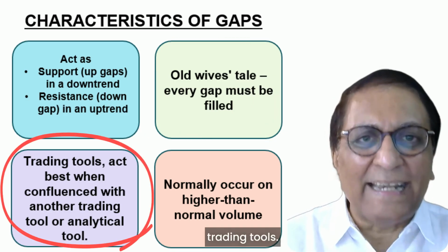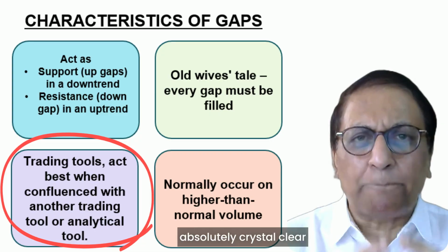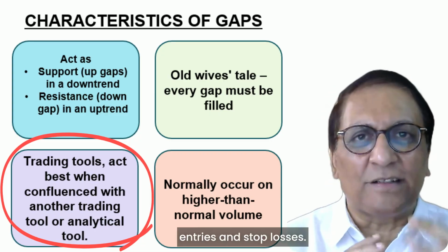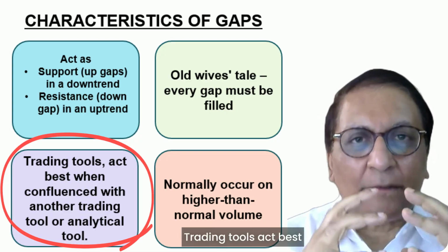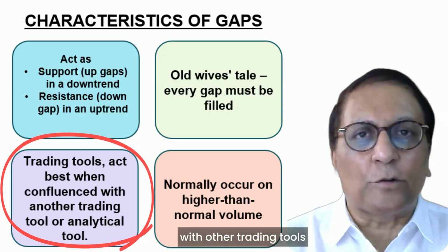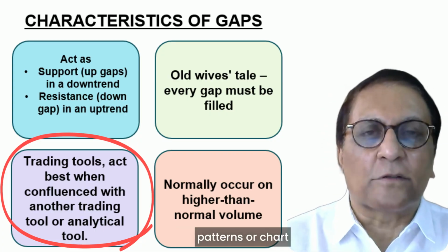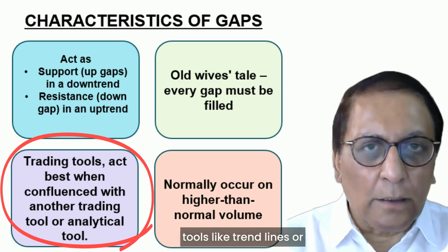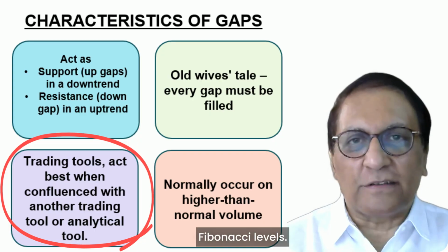Also, gaps are trading tools. Why? Because they are absolutely crystal clear black and white tools which give you exact entries and stop losses. Trading tools act best when they are combined with other trading tools like candlestick reversal patterns or chart patterns, or analytical tools like trend lines or Fibonacci levels.